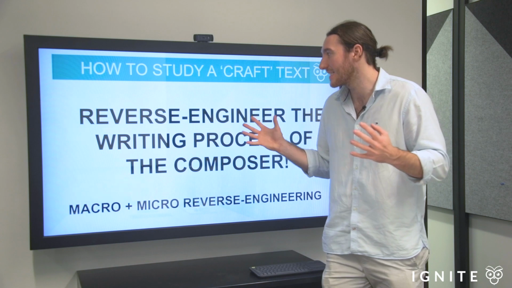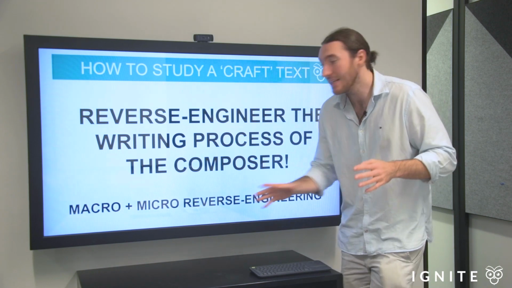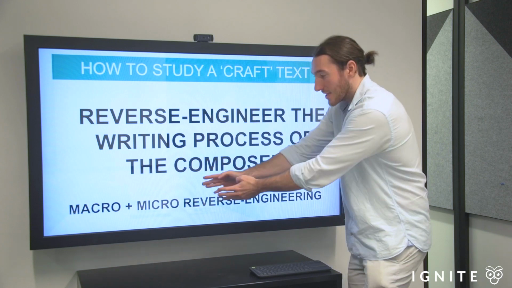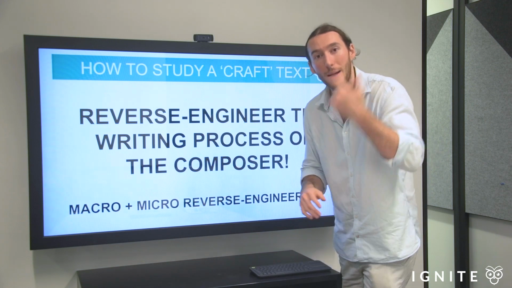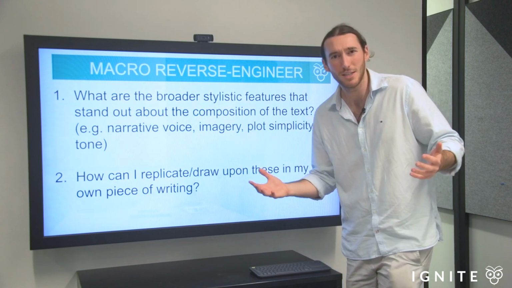Okay, so what are we doing with this text? We are reverse engineering the writing process. And we're doing this in a broad sense and in a more specific sense. That is macro and micro. So how do you reverse engineer something? What does it mean to reverse engineer something?